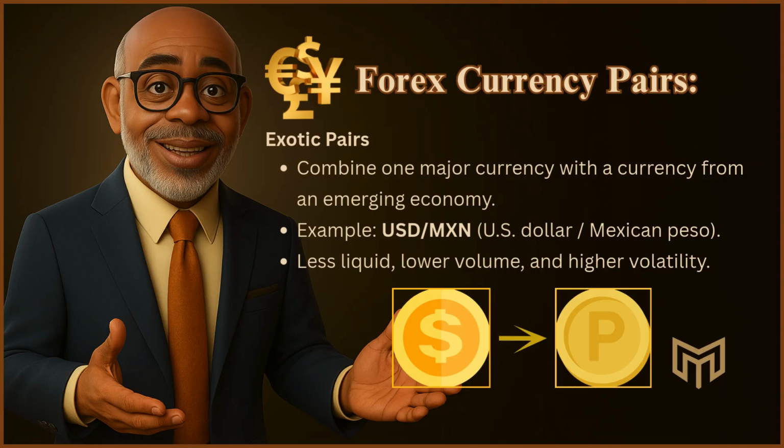Exotic pairs combine one major currency with the currency of an emerging economy. For example, the US dollar over the Mexican peso, or the US dollar over the Turkish lira. These pairs are less liquid. They trade at lower volumes, and they often come with much higher volatility.